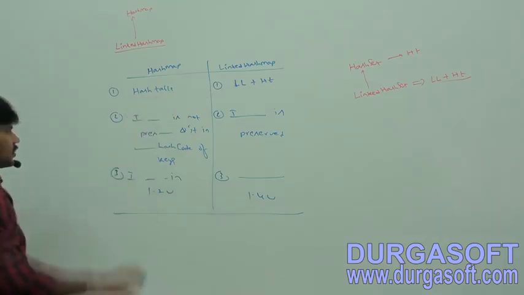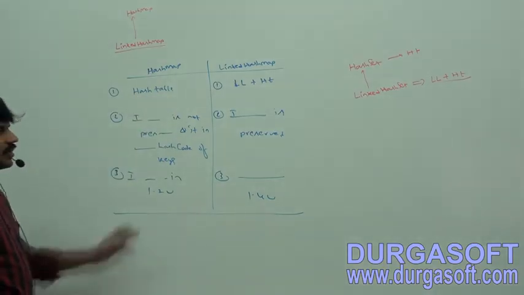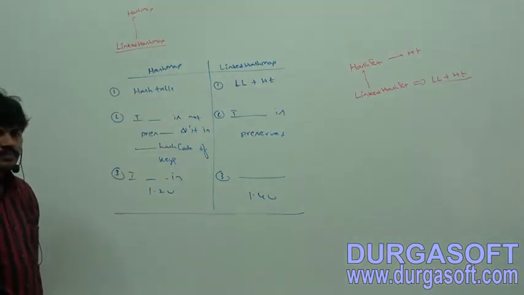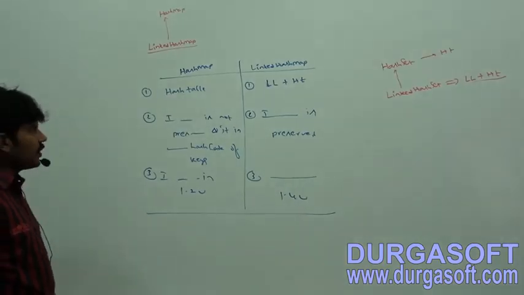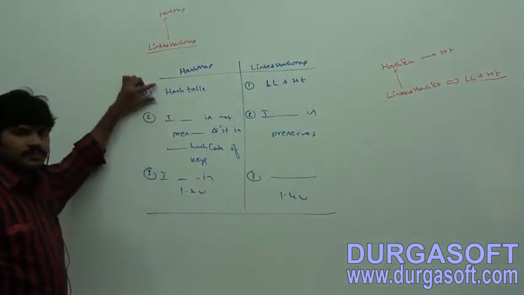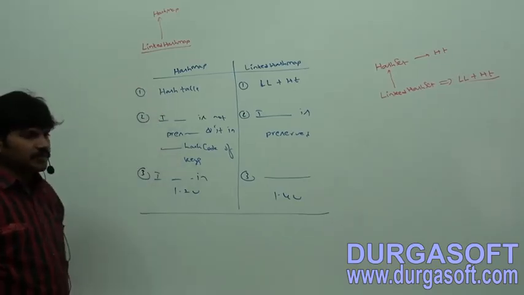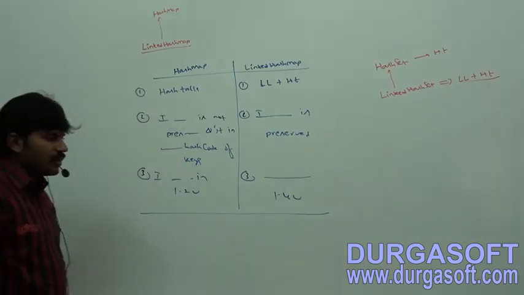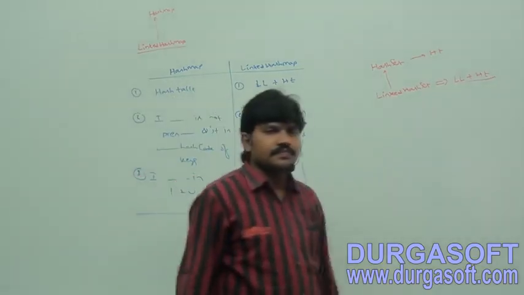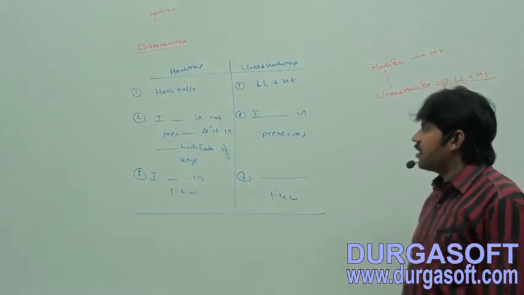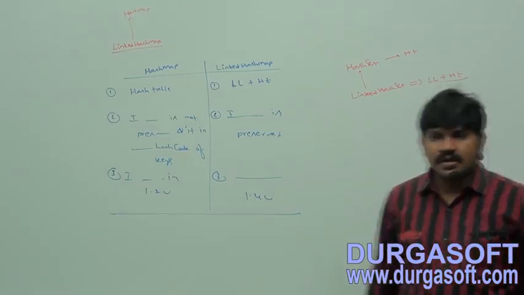Take this one: hash map, linked hash map. First point. First column, hash map; second column, linked hash map. Take the table. I will dictate the points anyway.